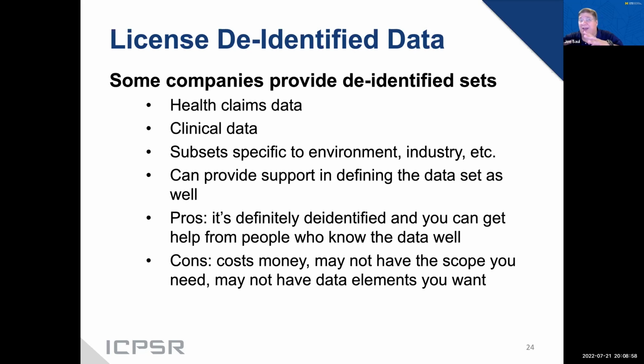IBM has now spat the remnants of that organization back out to a private equity firm, much like TR did with us when we became Proven, and they're now called Meritive, but a very large set of high quality health claims data. There are clinical data sets out there. You can get cuts, subsets that are specific to many variables. And these organizations will, for a fee, provide support in working with you on defining the data set as well. Benefit, it's definitely de-identified. It's on them if they screw up. And you can get consulting from people who help build the data set and know it well.